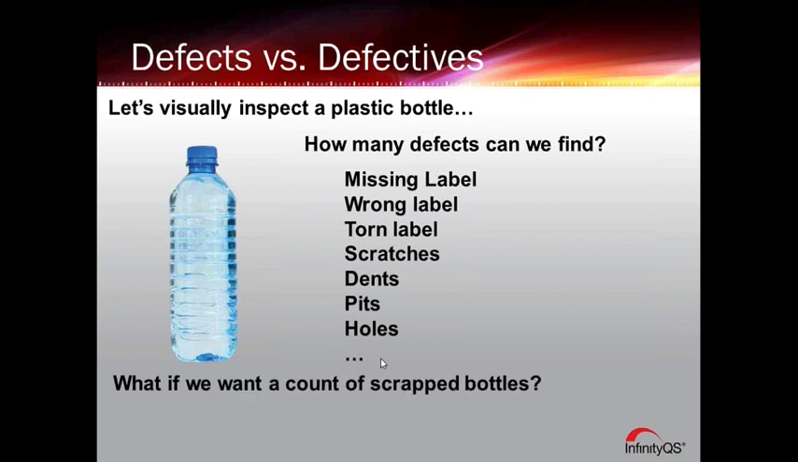And in addition to those defects, what if we did want a count of scrap bottles? In that case, we'd probably need to set up two tests. So depending on the information required, you may need either one or both of these types of tests in order to get the information that you're looking for. So it's very important, going into attribute data, to understand what your goals are as a takeaway.